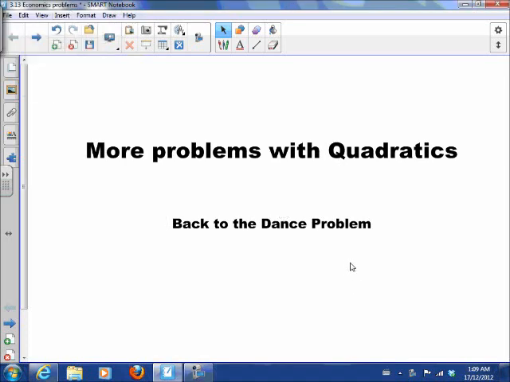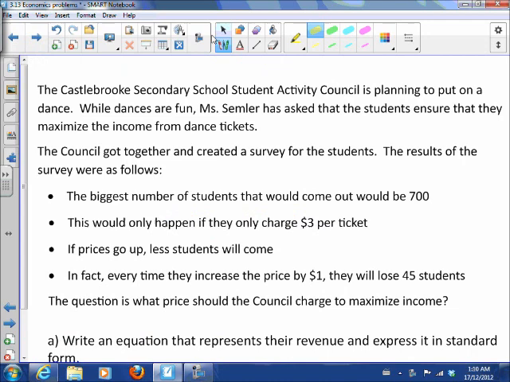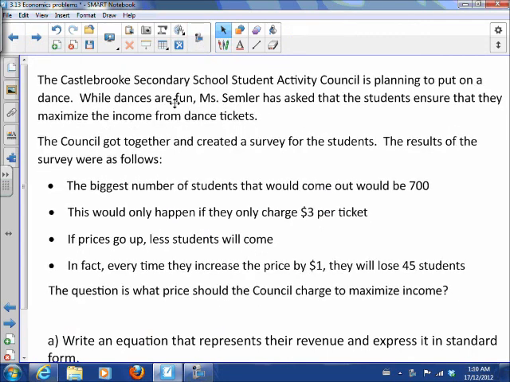Hi there. So we're going to look at another type of problem using quadratics. To do that, we're going to remember back to the problem that we did at the very beginning of the unit when we started talking about what we should charge for dance tickets so that we can get the most revenue. Okay? So it's going to be an economics problem that we're looking at today. And I just want to remind you of what we started with.